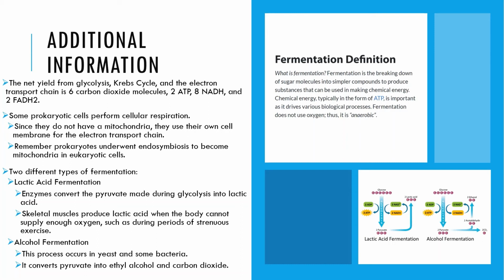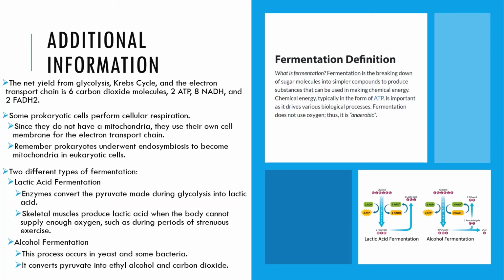Moving on to fermentation. So what is fermentation? Fermentation is the breaking down of sugar molecules into simpler compounds to produce substances that can be used in making chemical energy. Chemical energy, typically in the form of ATP, is important as it drives various biological processes. Fermentation does not use oxygen, thus it is anaerobic. So fermentation is what happens when there is not enough or no oxygen available, because anaerobic means not using oxygen. So there are 2 different types of fermentation.